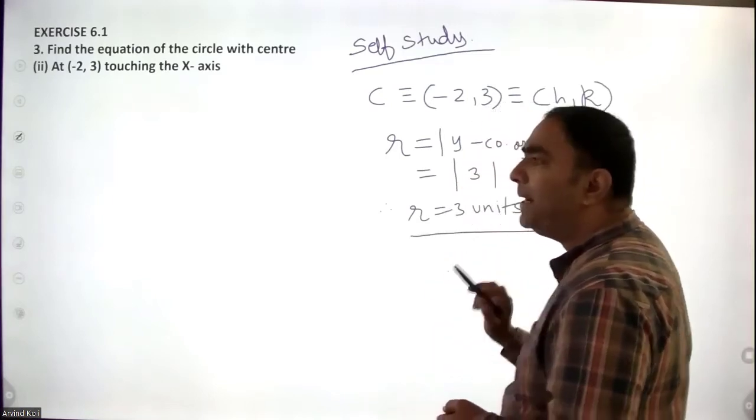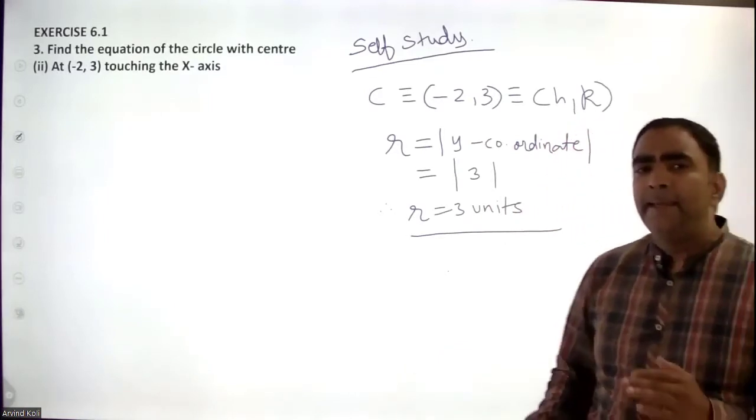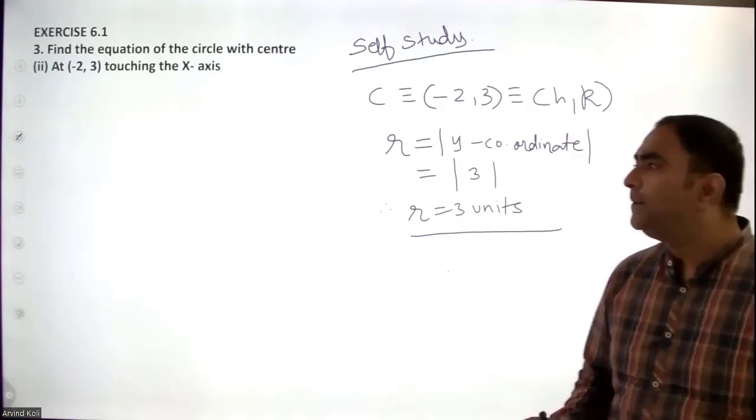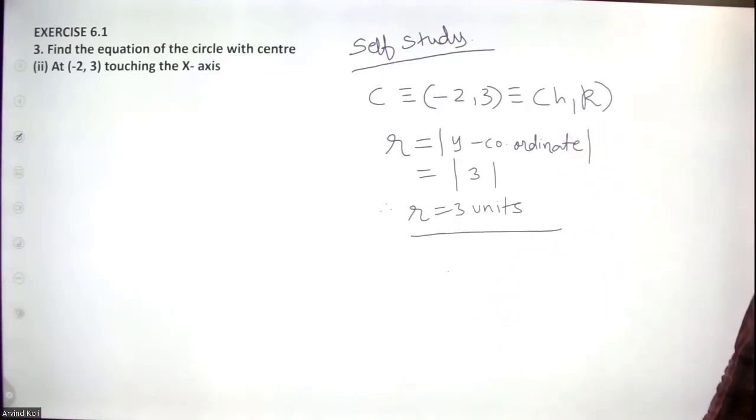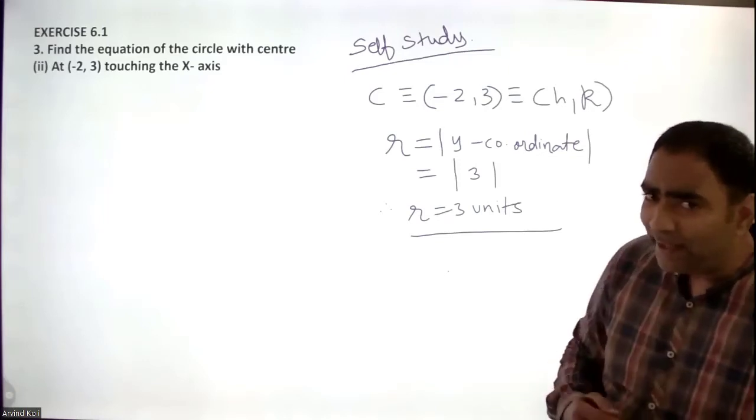Radius is equal to 3 units. Now we will apply the center radius form. I hope this is clear to us. The sum is in front of you. This is your self study homework. Okay, next we see. And as usual, if you have any doubt or difficulty, you can always get in touch with me. You can let me know.